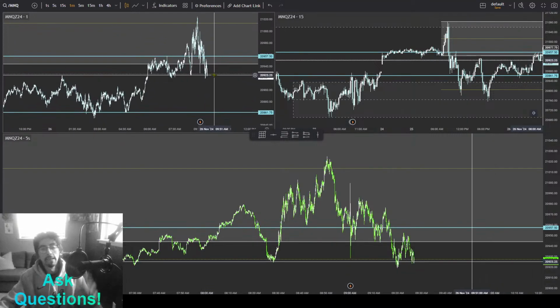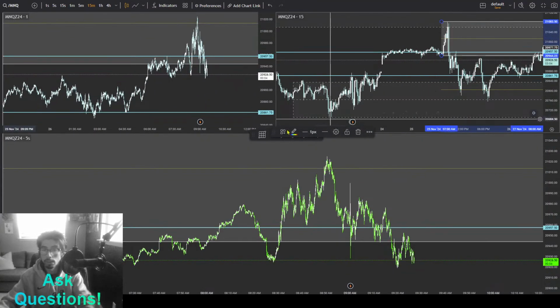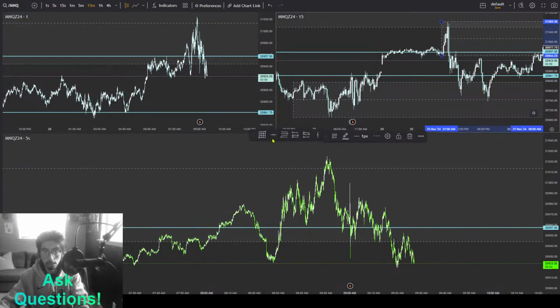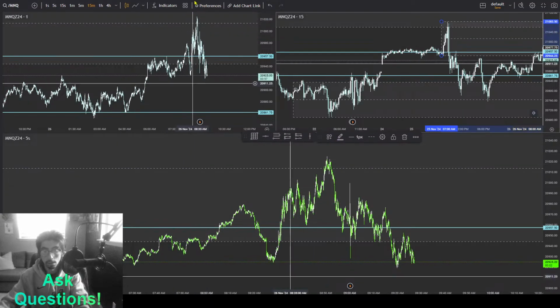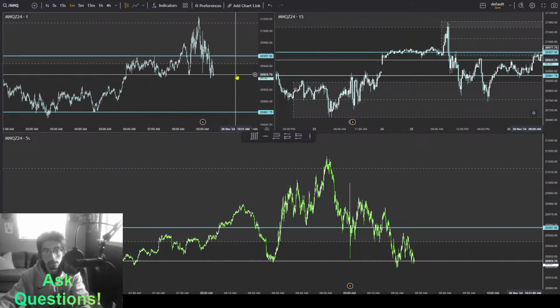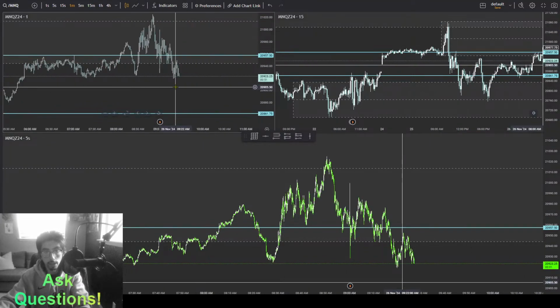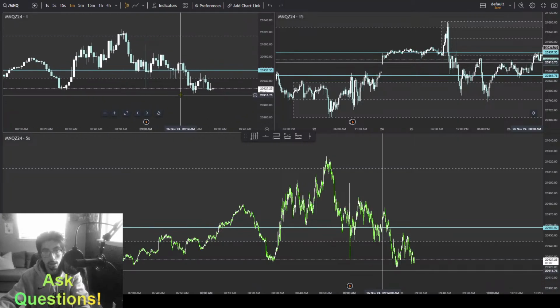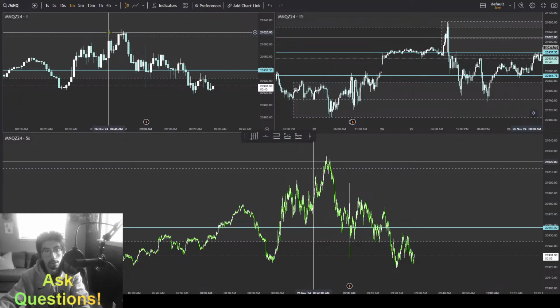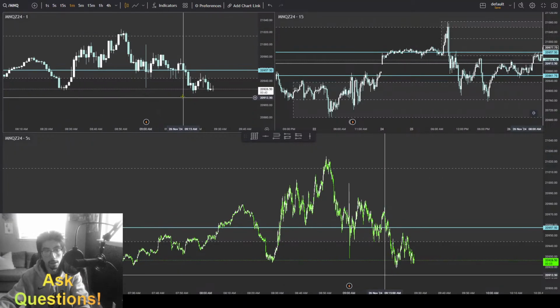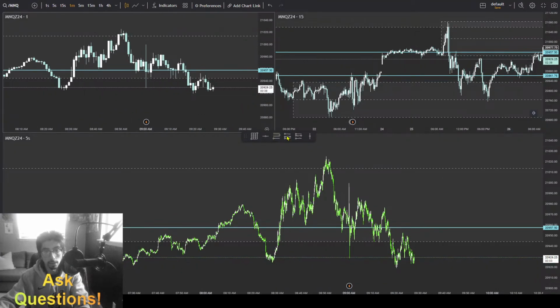Okay. And then let me change this real quick. High time frame. There we go. Okay. And then we need to do the initial balance, which is 8:30 to 9:30. Okay, 8:30 is right here. Okay, the high and low. Got the fib for that.